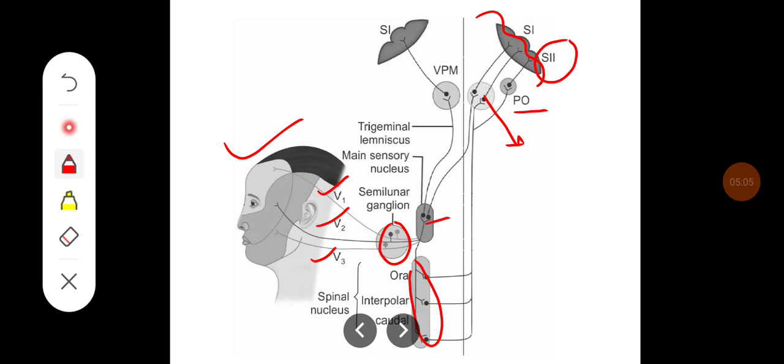And some of the fibers from the chief or main sensory nucleus, they have ipsilateral pathways which are going to go to the ipsilateral side of the cerebral cortex.